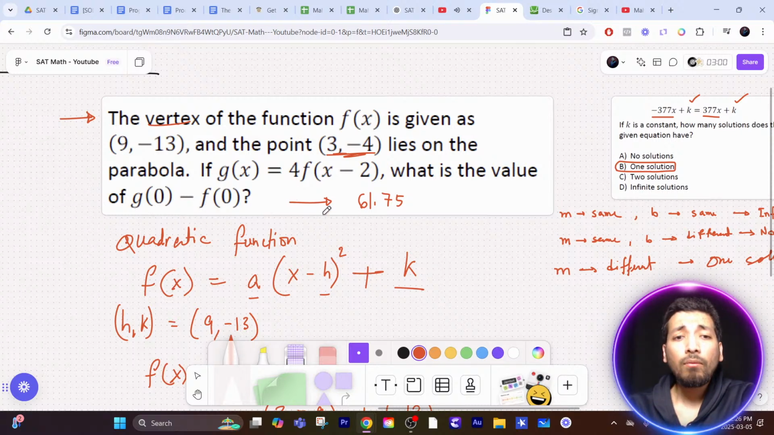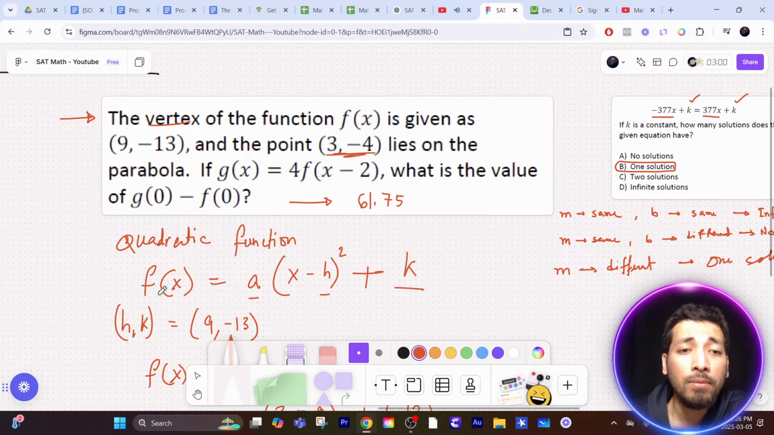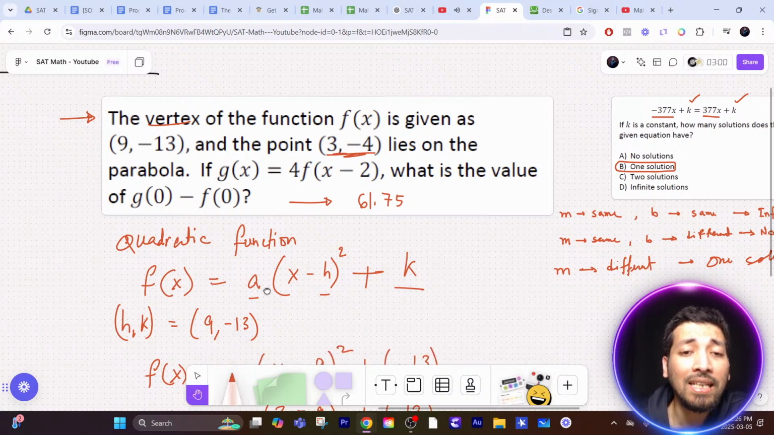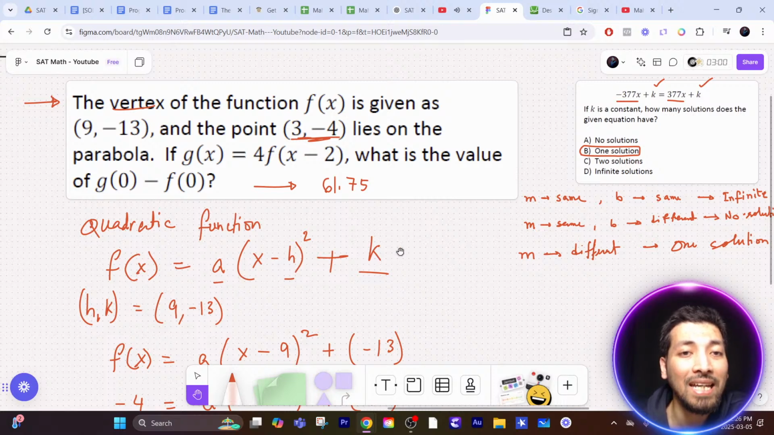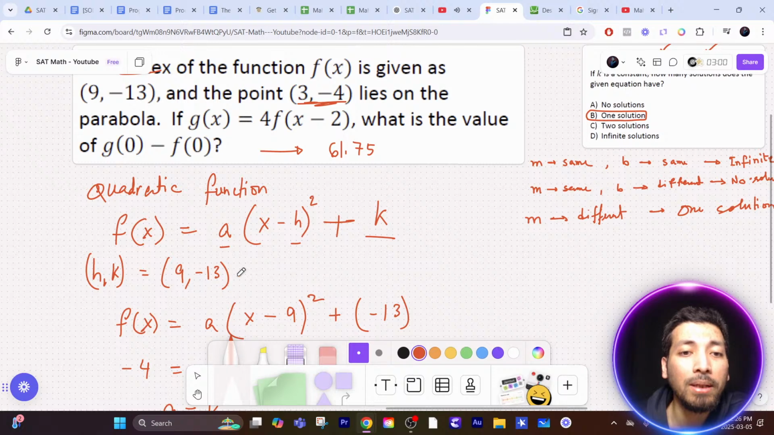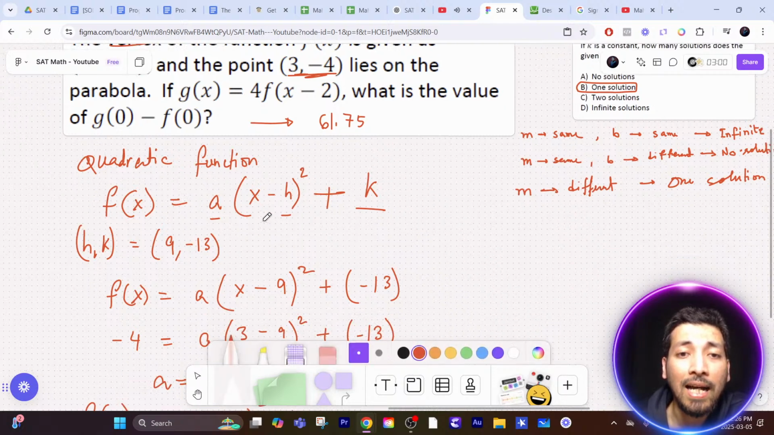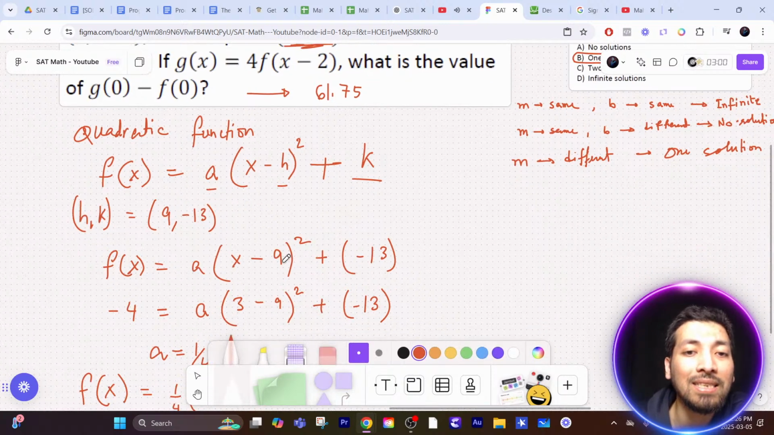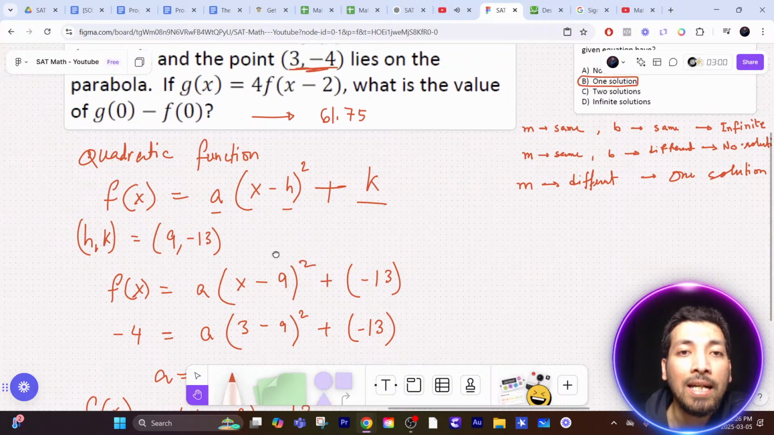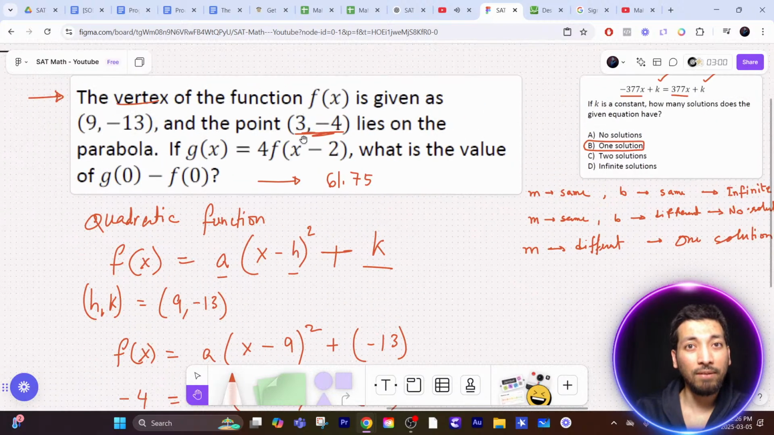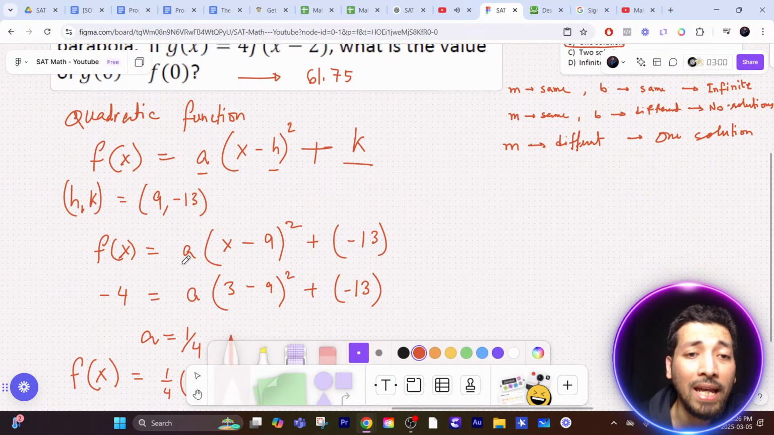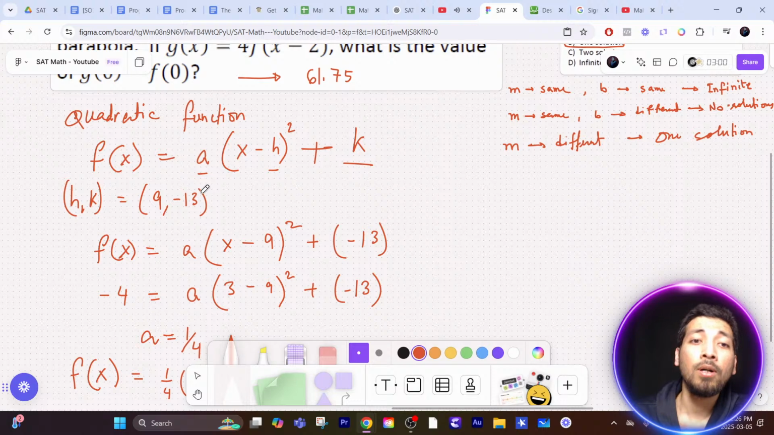So we can see that for any vertex form, we can write this as f of x is equal to a times x minus h whole square plus k, and the vertex is 9, negative 13, so I can put this 9 for h and put this negative 13 for k. We have a times x minus 9 whole square plus negative 13. Now we can just plug this given point 3, negative 4 and solve for this unknown a. Remember, for any vertex form, we have three unknowns, a, h, and k. We need to evaluate all these three variables so that we can have the complete function.